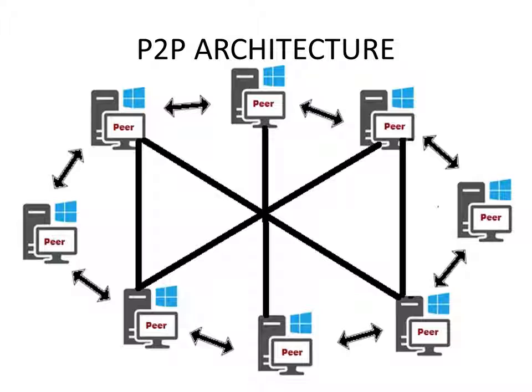See, 3, 6, 8 peer nodes are there which are connected together and each can act as a client or server based on the request. If a request is coming, then the particular node will act as a client. If the response is coming, then the particular node will act as a server.